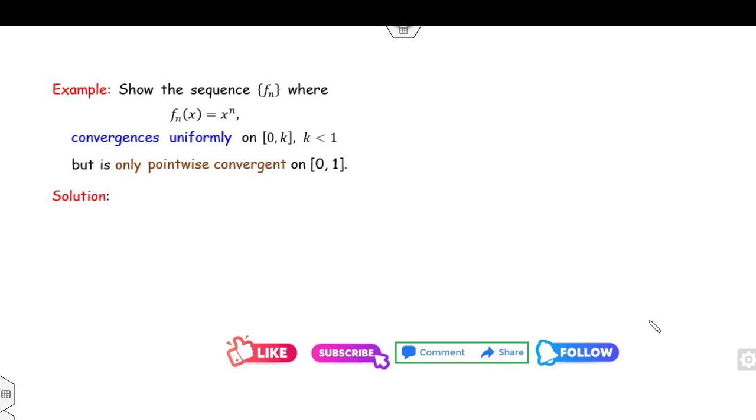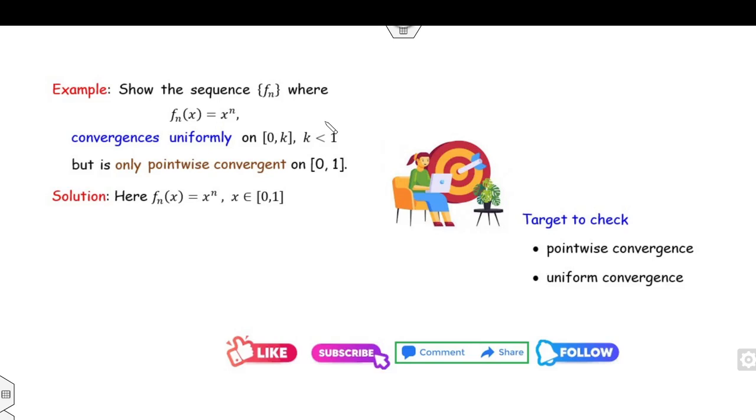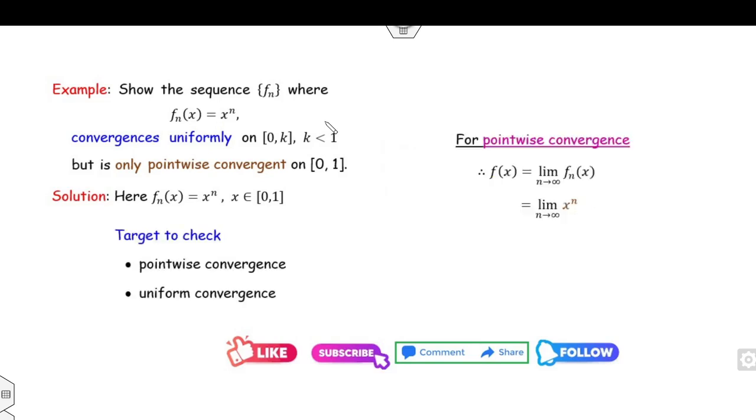Look at this another example. Show that the sequence converges uniformly on [0, k] where k is strictly less than 1. Again the target is the same, pointwise and uniform. So can you find this limit? Now the interval is [0, 1].